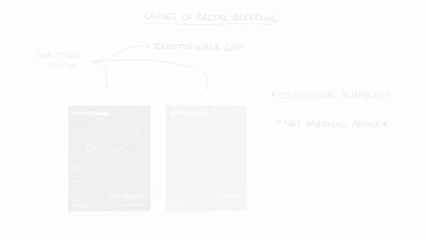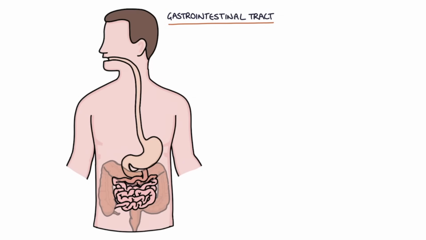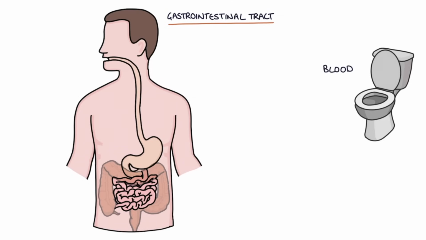So let's get straight into it. Let's start by talking about the gastrointestinal tract. Anytime there's blood coming from the back passage, this indicates bleeding somewhere along the gastrointestinal tract.